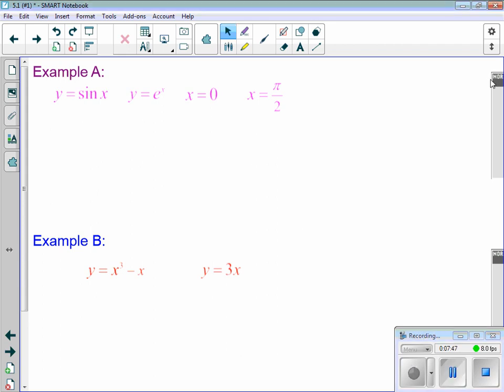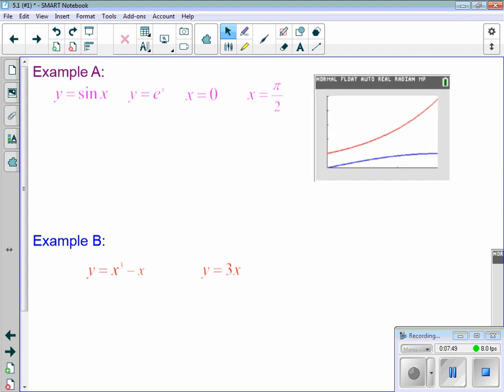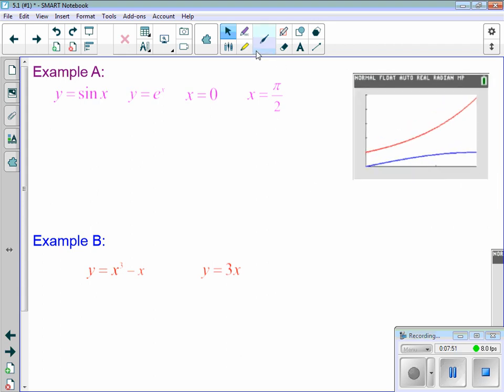So when you put those into your calculator, is this kind of what you get if you have a really good screen? So the red one is what equation? Which one's top? E to the x, right? And on the bottom we've got the sine of x.